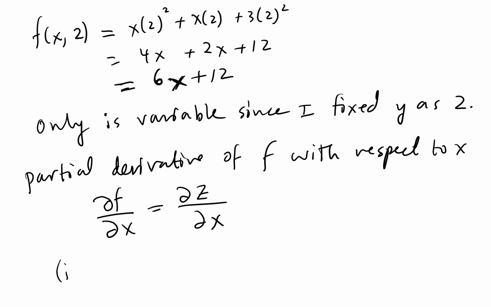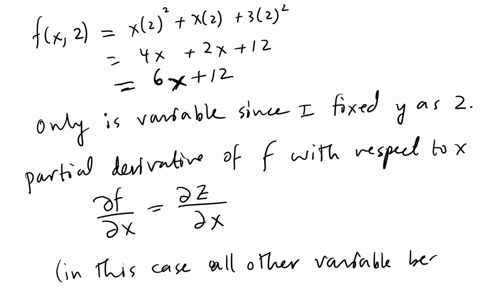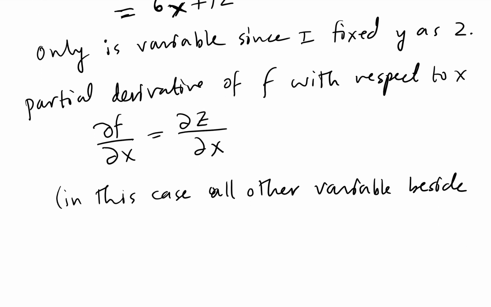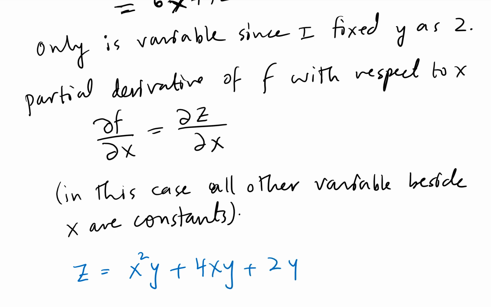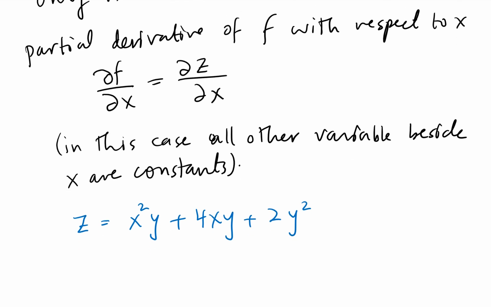In this case, all other variables beside x are constants. So you deal with them as constants, as numbers. So if I want to write z, let's say x squared y plus 4xy plus 2y squared, and I want to find the partial of f with respect to x.